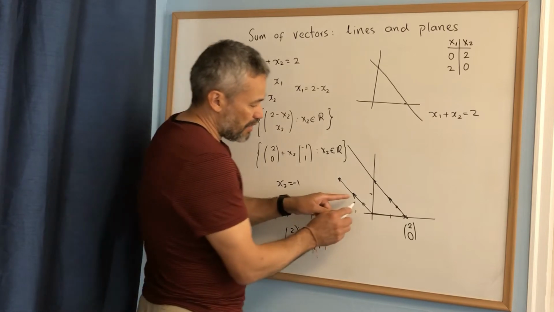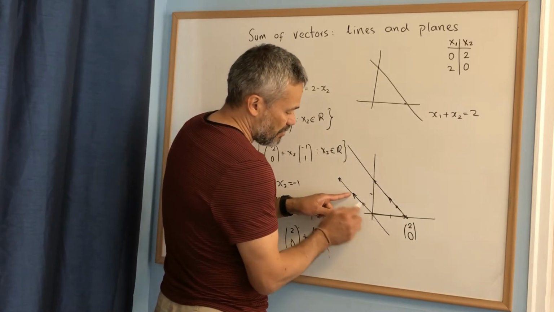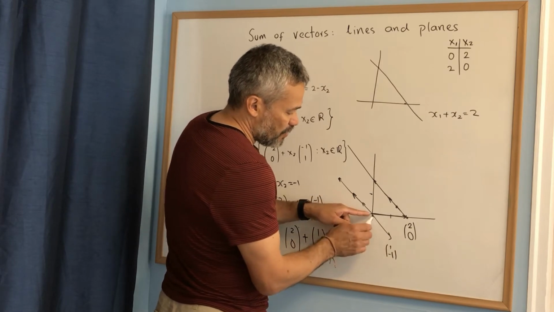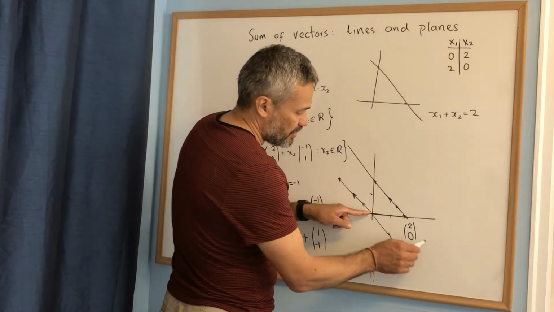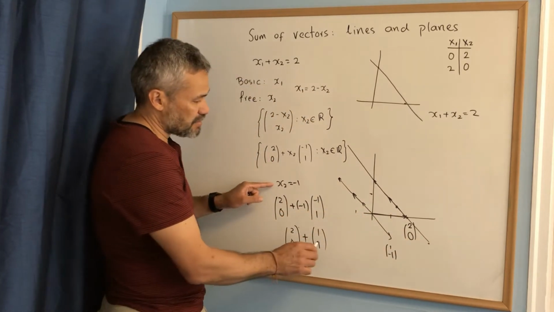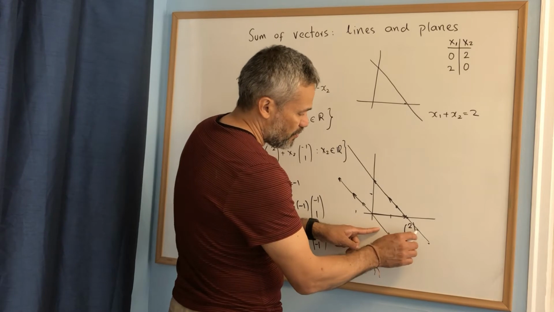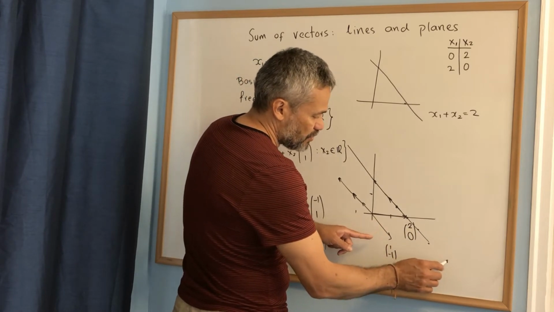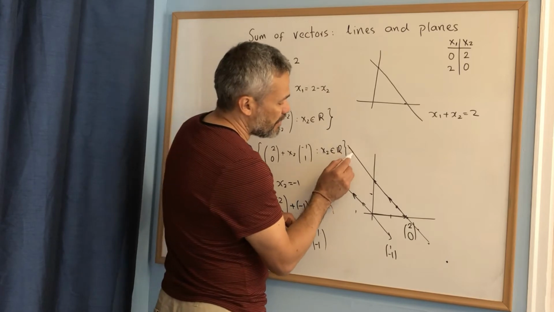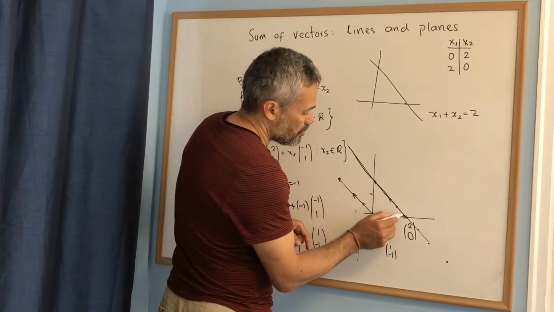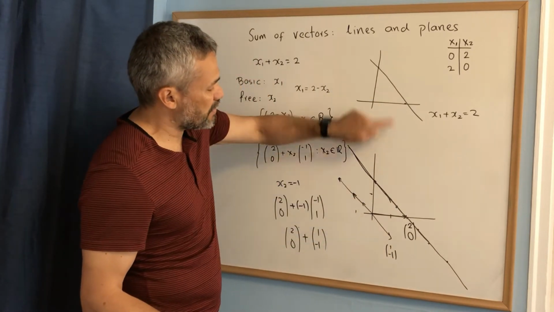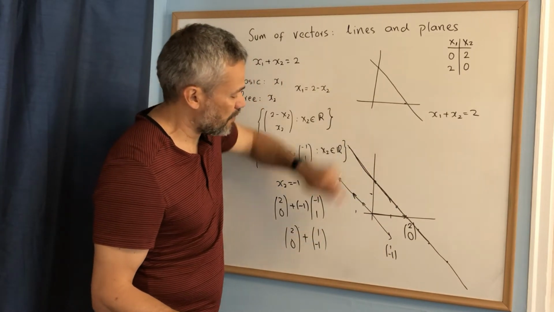But (1, negative 1) is the opposite of this vector. This is (1, negative 1). And when you add this vector with this vector, you end up here. And when x2 is negative 1/2, you will end up here. When x2 is 2, you will end up here. And then in general, when x2 is any real number, you will get this line, which you will see is the same line as this one.